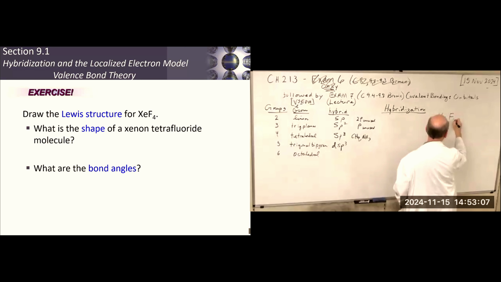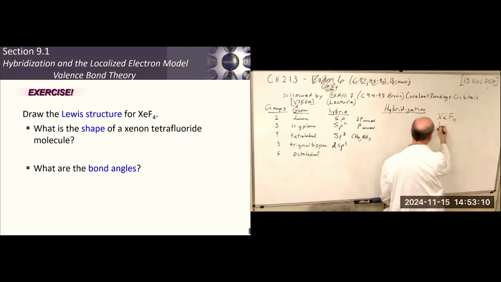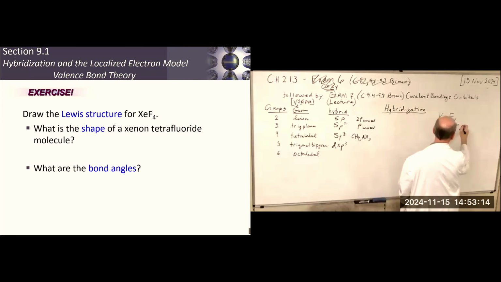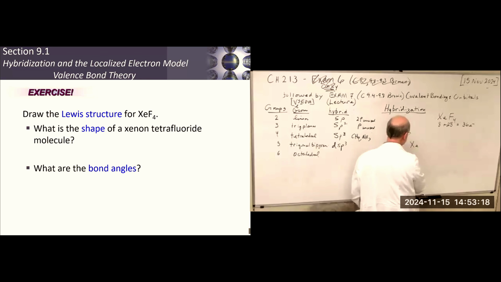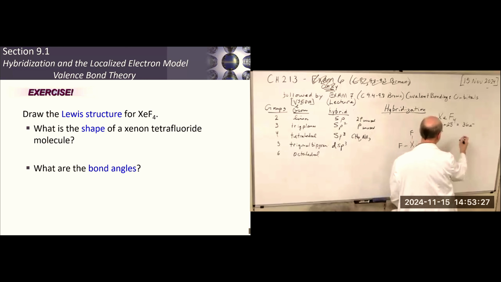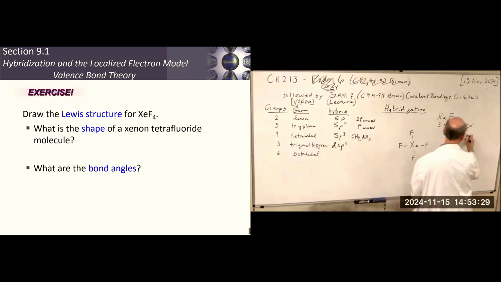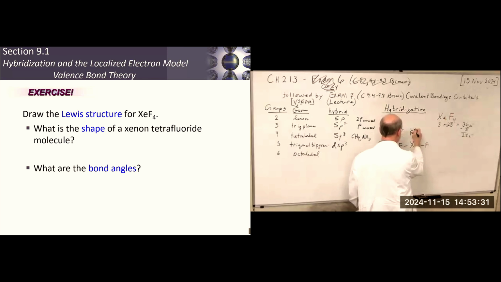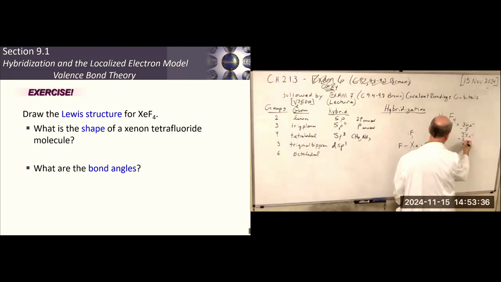Xenon fluoride. Okay, this is 8. 4 times 7 is 28, which equals 36, right? Okay, xenon in the middle, and we have 4 fluorides. 2, 4, 6, 8, which is 28, right? Okay, 2, 4, 6. 4 times 6 is 24. 4 electrons left over.